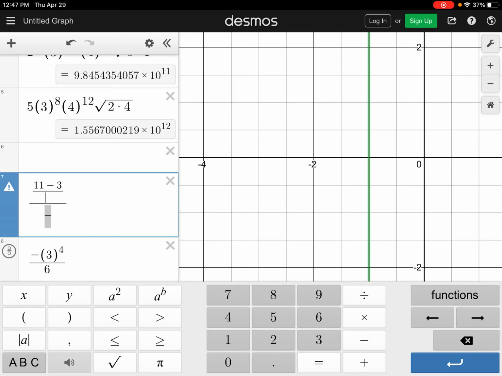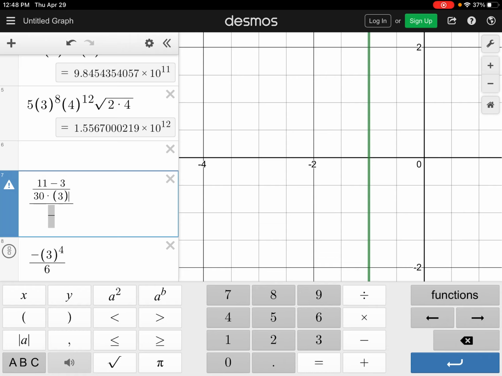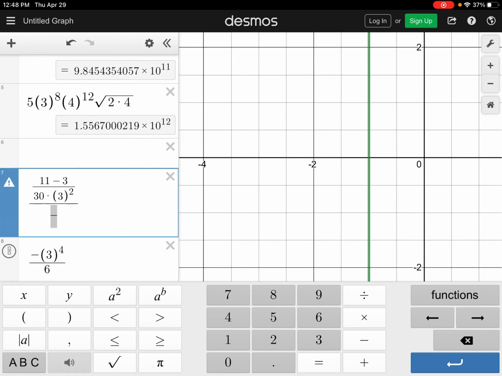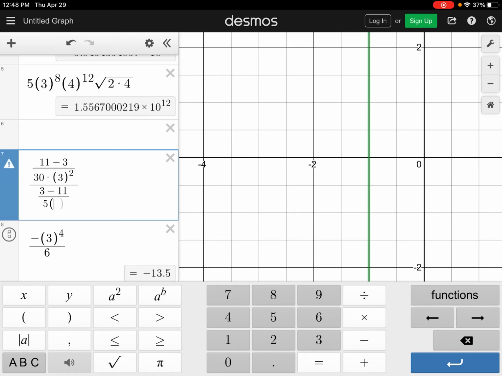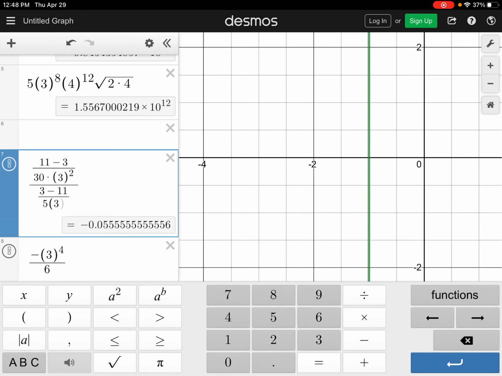And 30 times W, so 3 to the squared. So the big thing was figuring out how to get that division in the middle. And you can put parentheses around every 3 if you want. It's safer to do it that way. 3 to the 6th power.